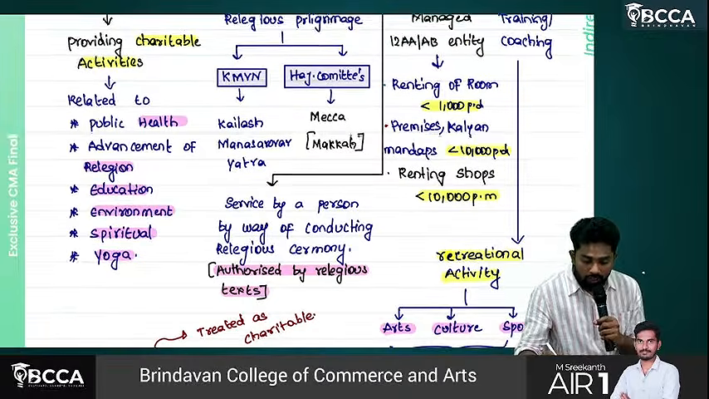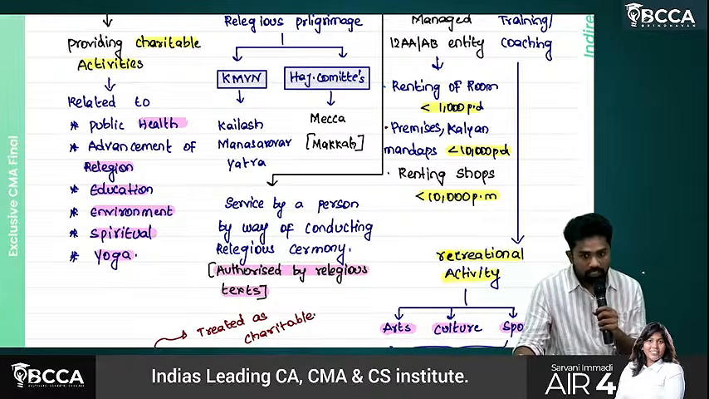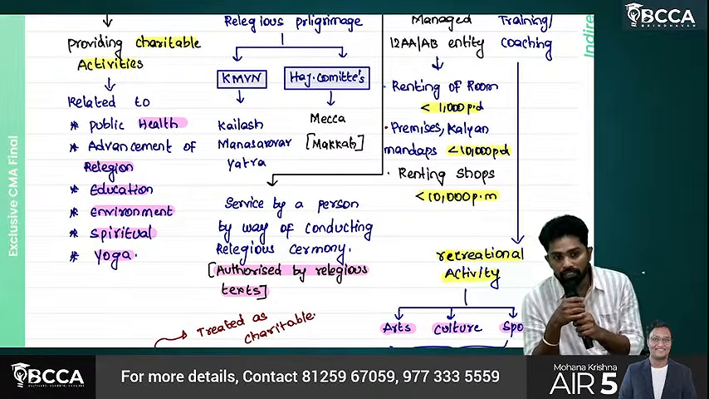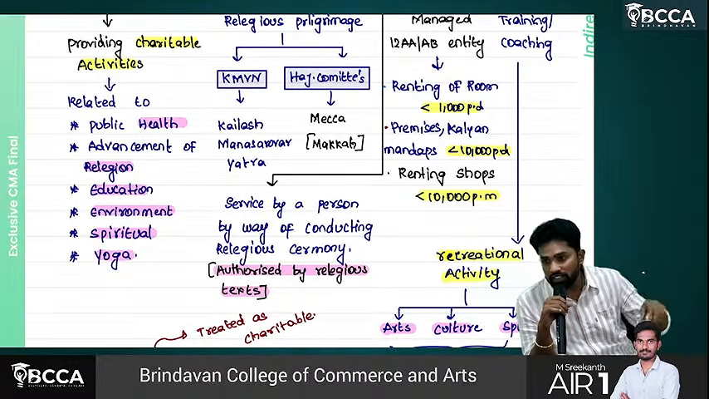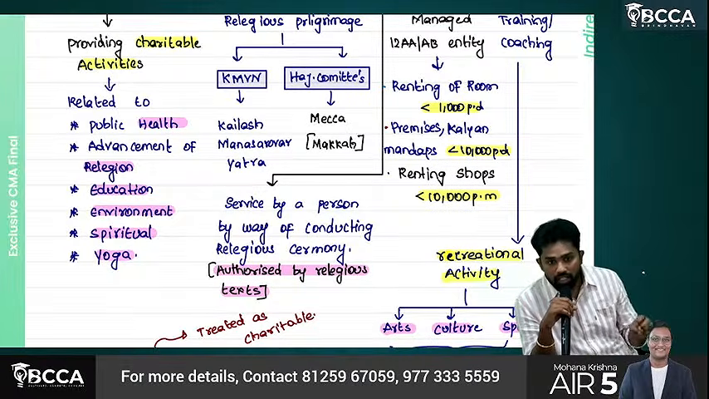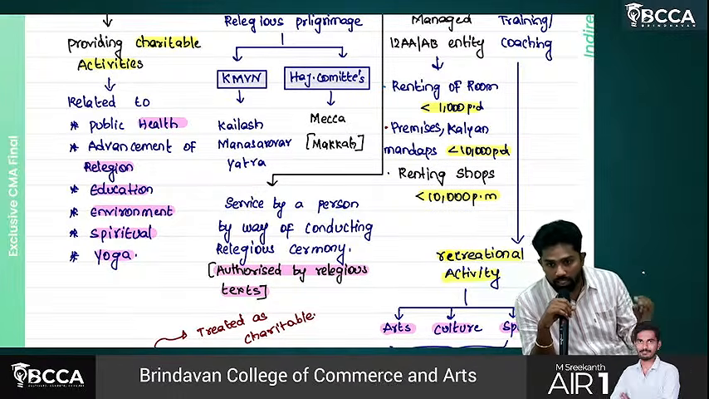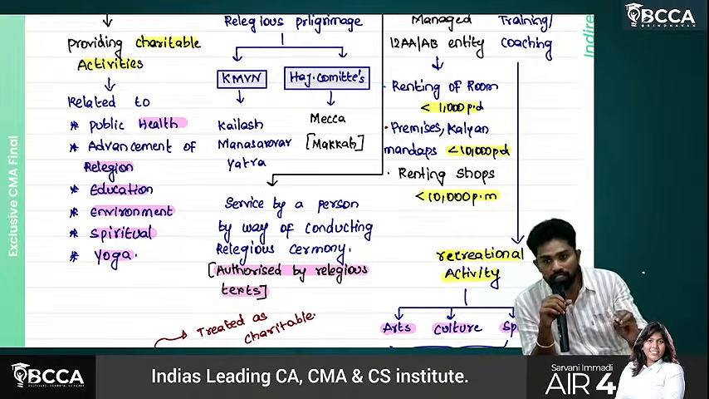So all these will come under what? Charitable activities. They are what? Exempted. Understand, sir? Who has to provide charitable activities? An institution registered under 12AA, 12AB or 12AC of the Income Tax Act. Then only in these areas: health, education, environment, religion, spirituality, yoga. Then they are charitable and they are exempted.